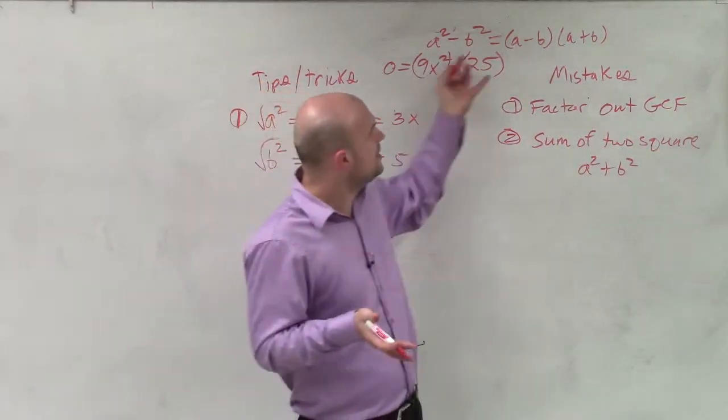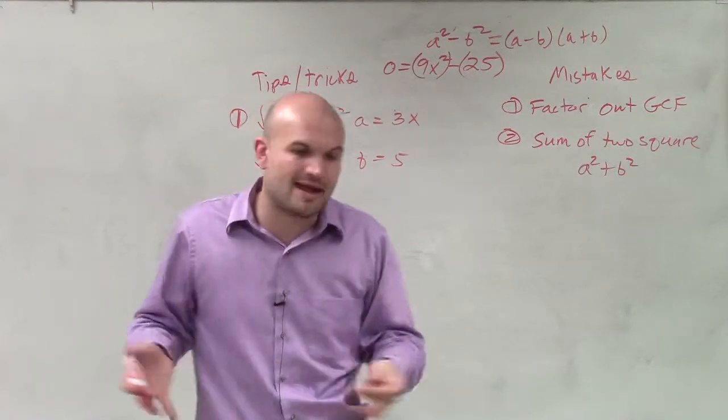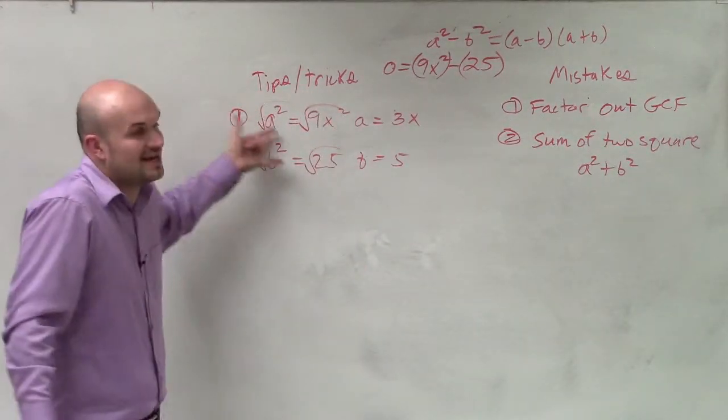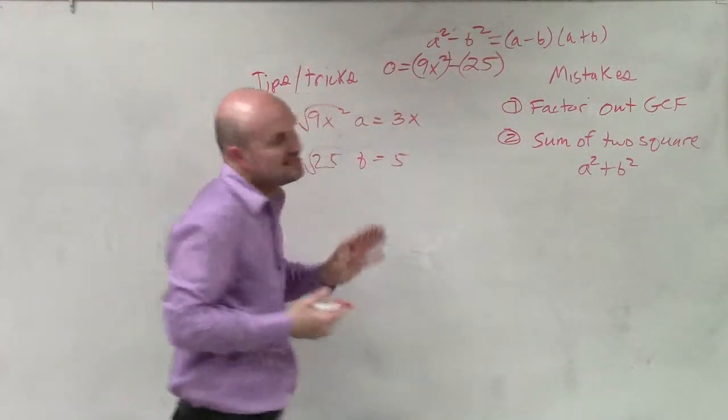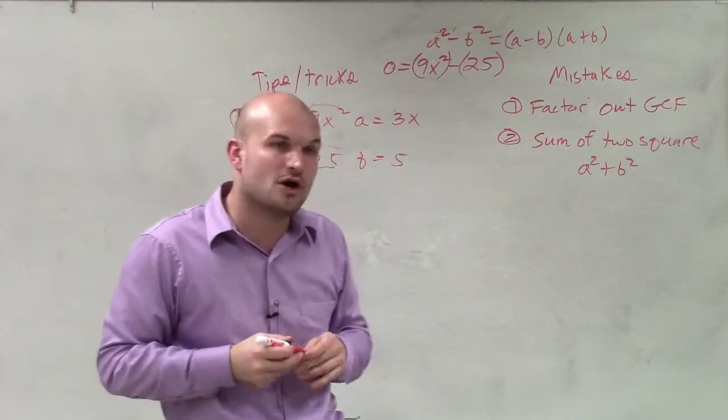So if you're having a hard time determining what your a and b are, I like to use this method, and that just helps me solve the equation. Break them up into two terms since they're distinct, and then solve for a and solve for b.